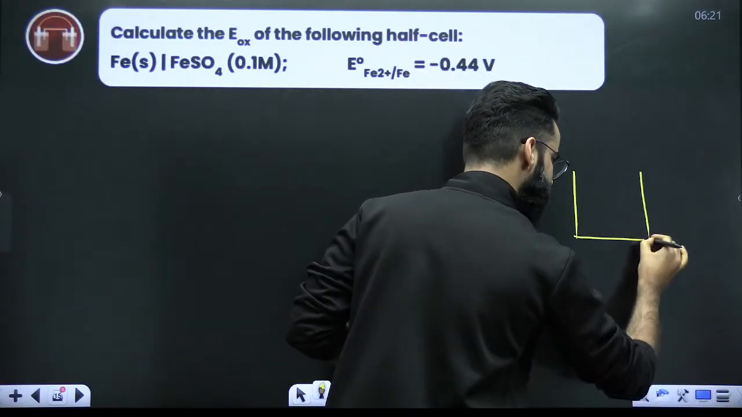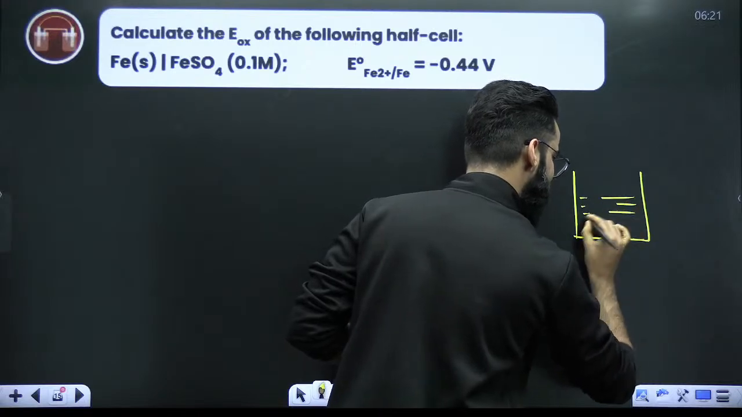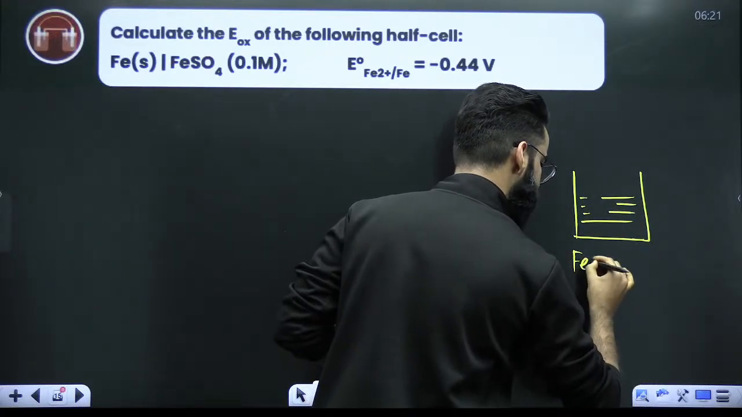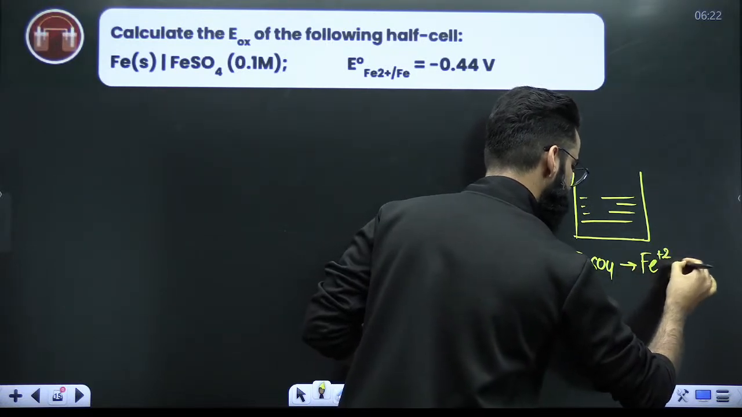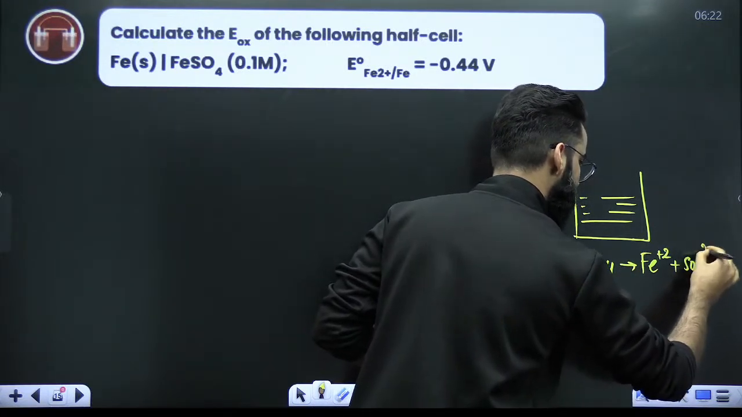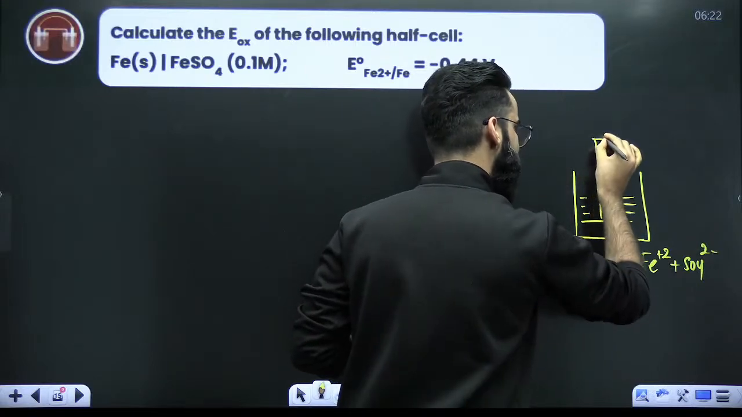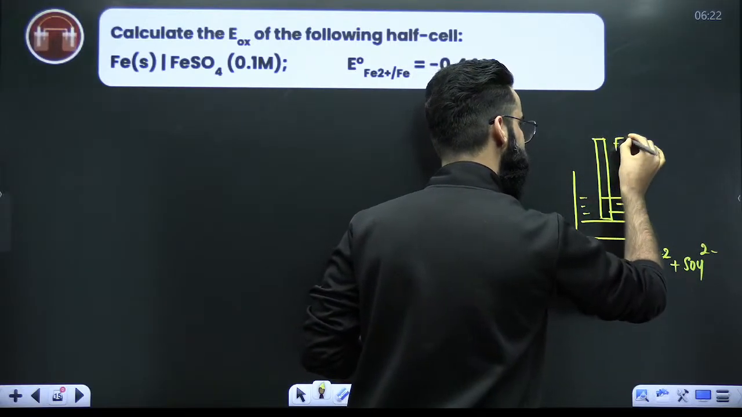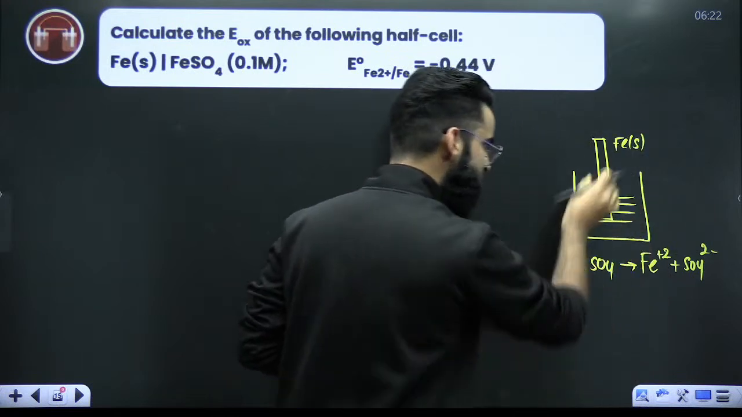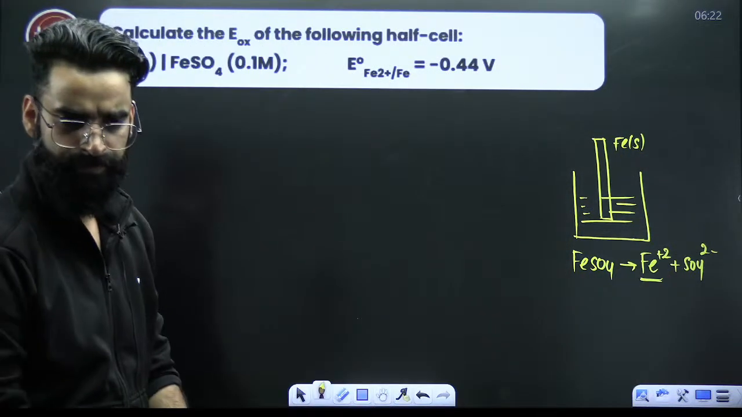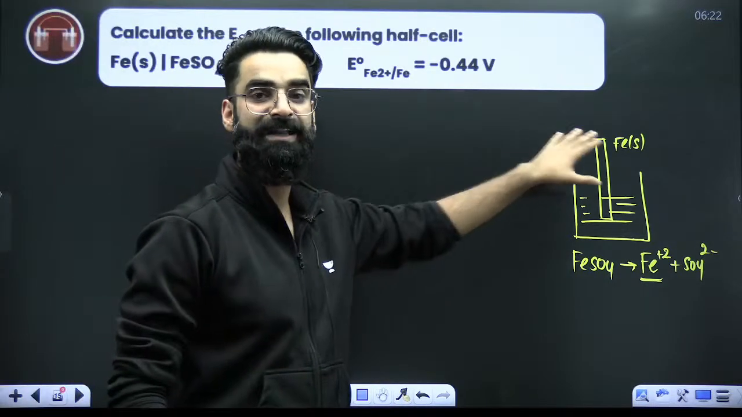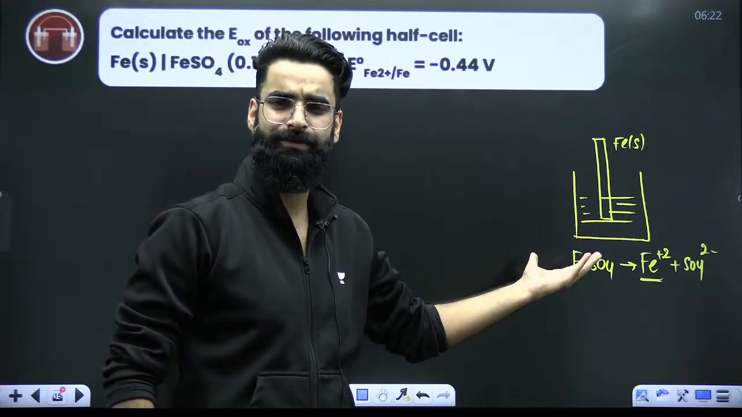Imagine this is the container, and in this particular container, what have we kept? We have kept FeSO4. Now this FeSO4 would have got dissociated as Fe 2+ plus SO4 2-. Now in the same container, you have introduced an iron rod. This is the iron rod which is introduced into a solution containing its own ions. I'll be calling this whole setup an electrode. So this is an iron electrode, right?